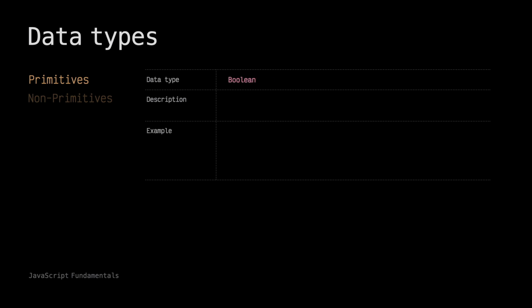Boolean. Boolean is a pretty straightforward data type. It is a logical data type that represents the value either false or true. Boolean logic is used to help us make decisions whether to run one piece of code or another piece of code in a program.